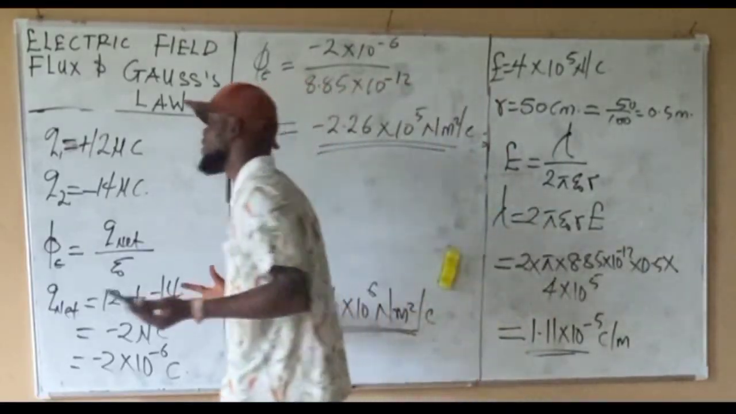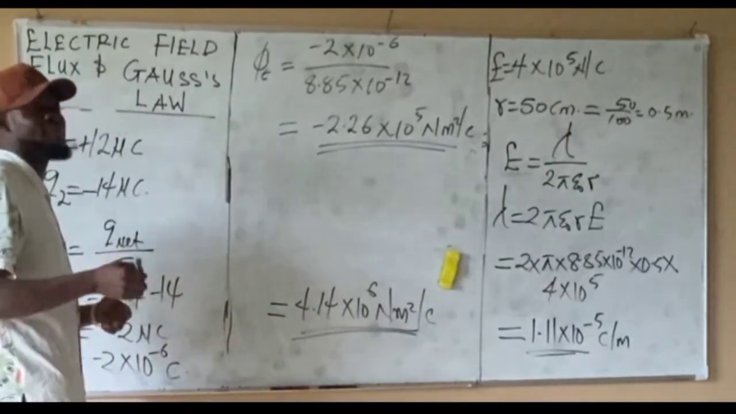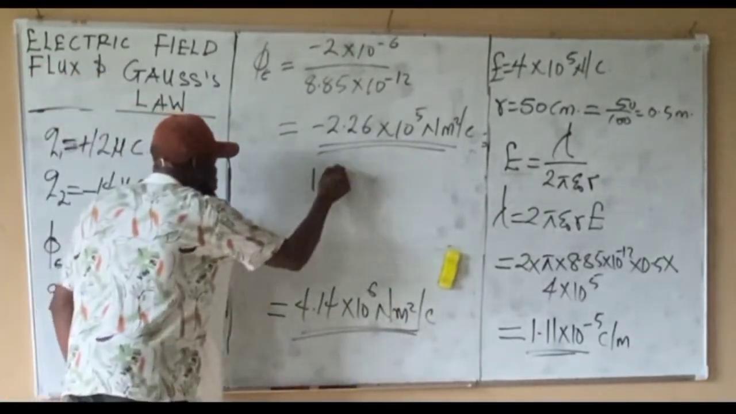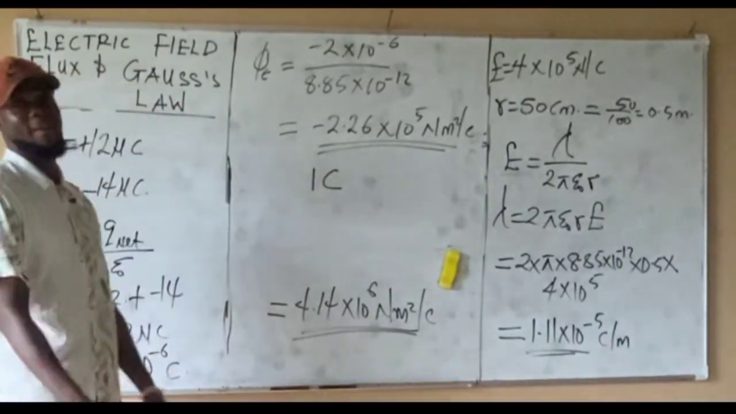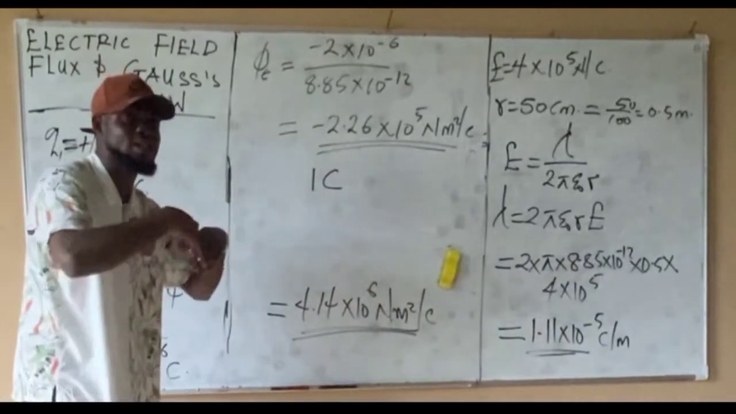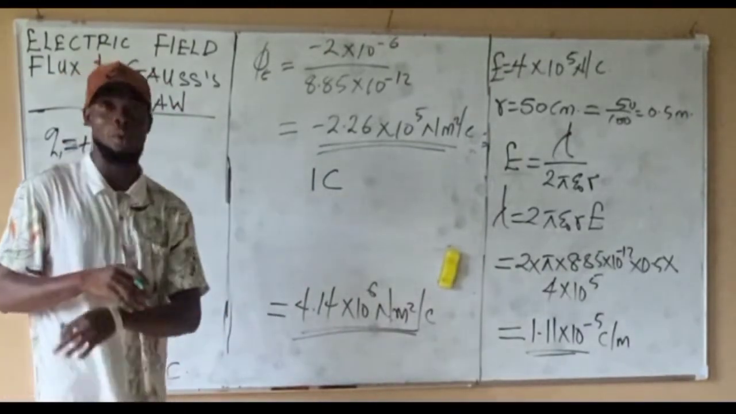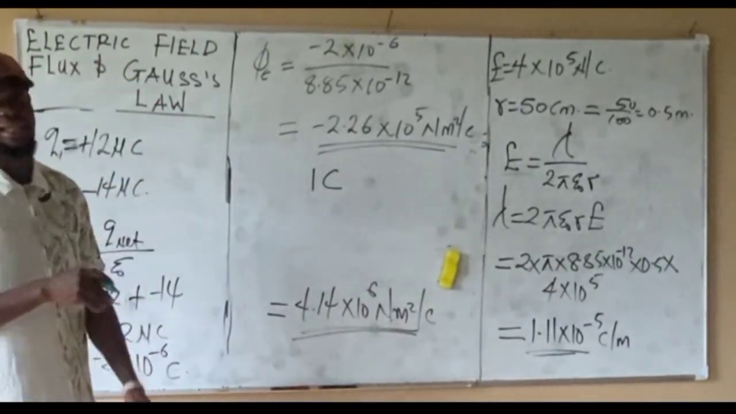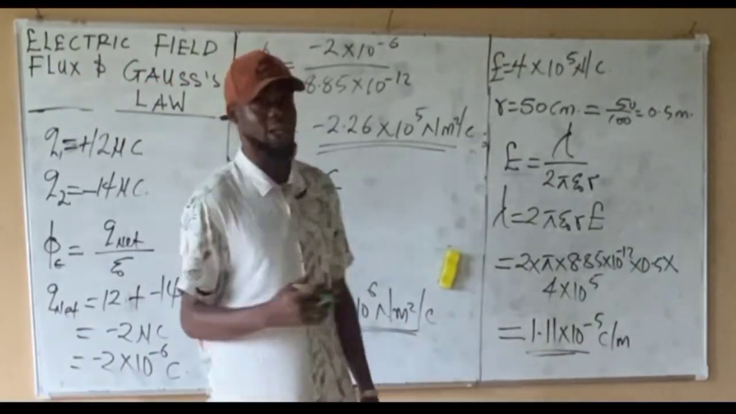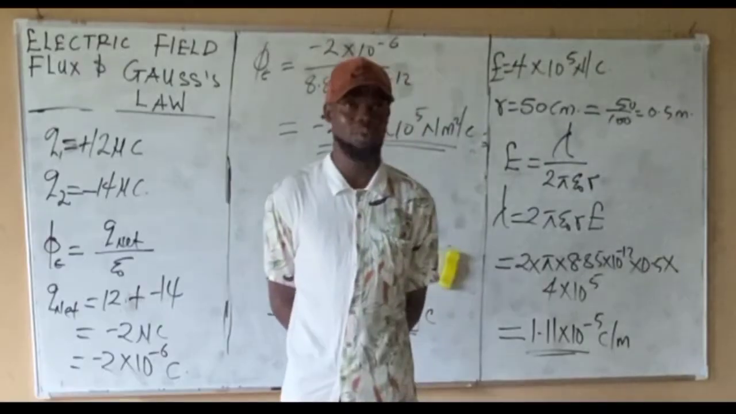Obtain the total number of field lines, that's electric flux, leaving a surface holding 1 coulomb of charge.